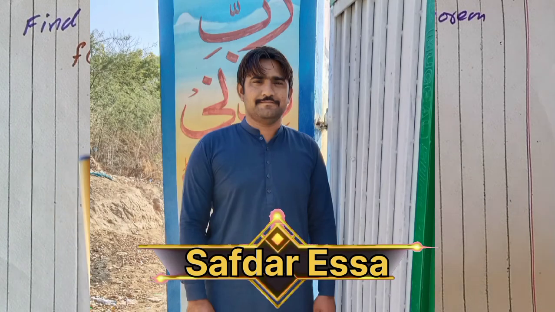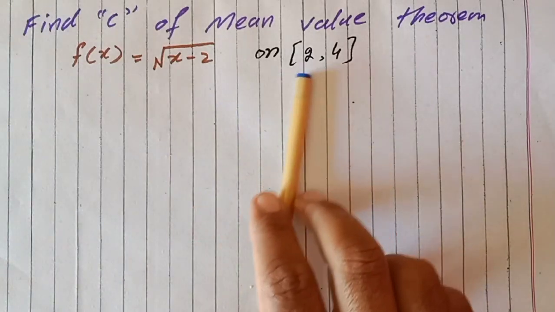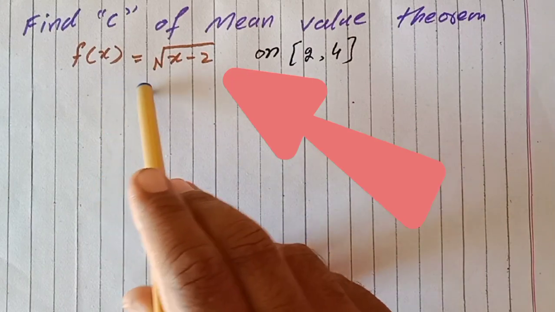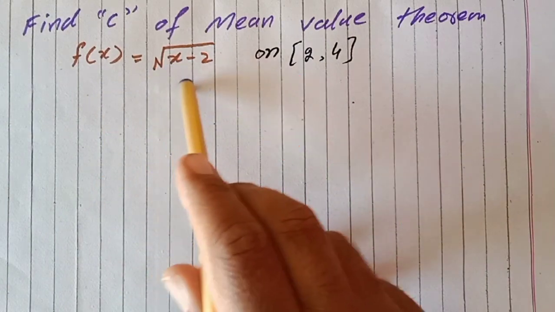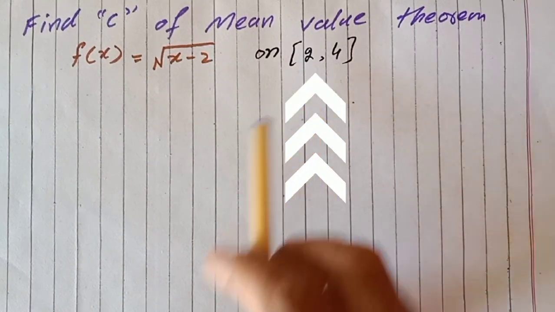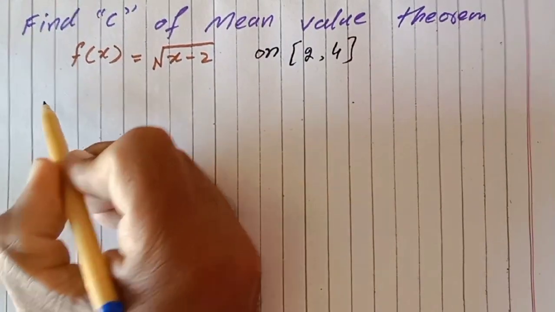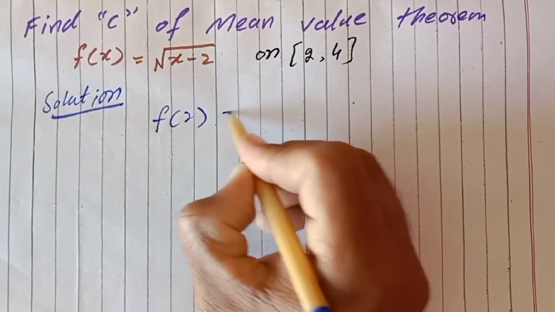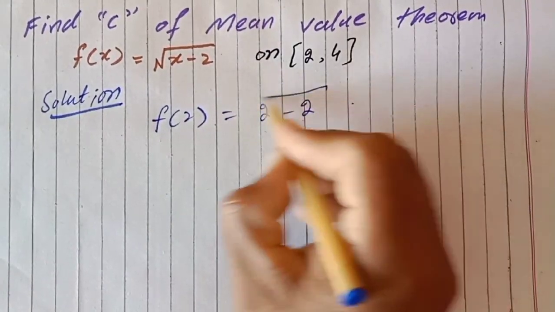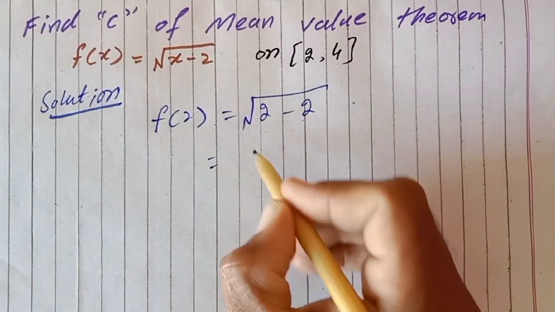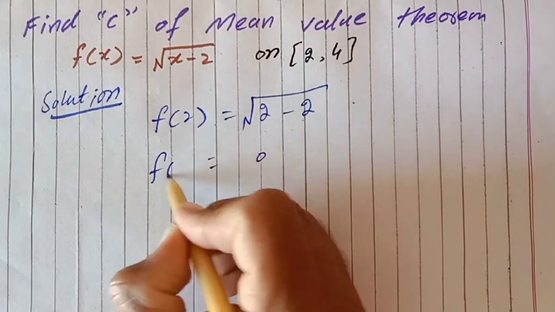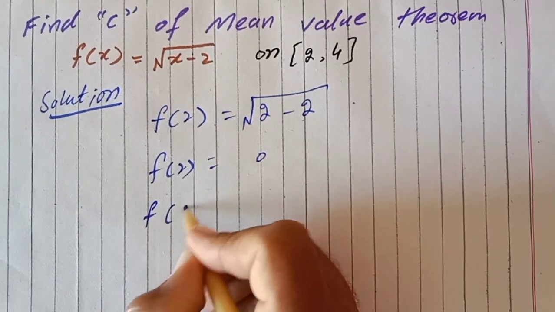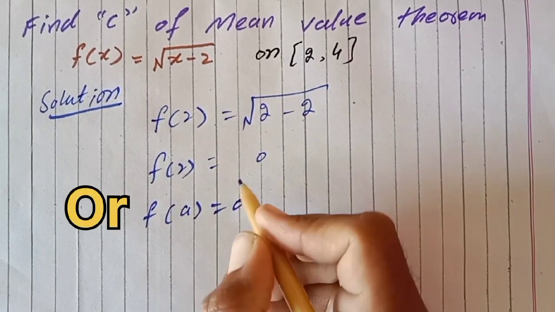Today's question is to find c of the mean value theorem. f(x) = x√(x − 2) on the interval [2, 4]. Put the value of 2: f(2) = 2√(2 − 2) = 0. So f(a) = 0.